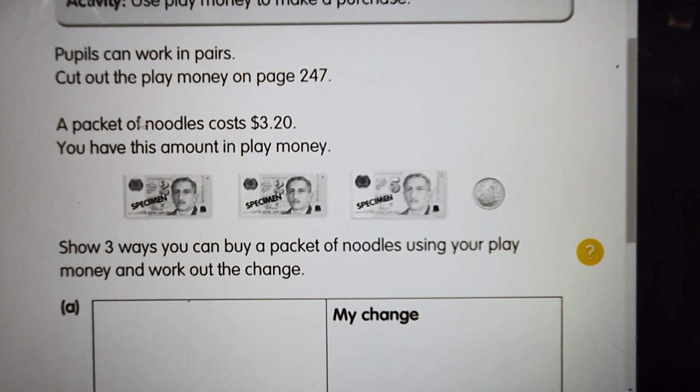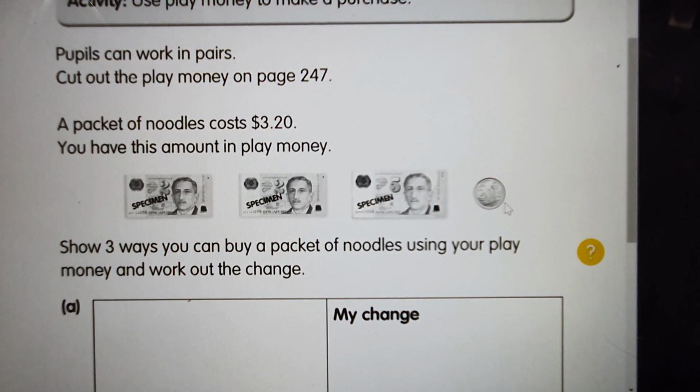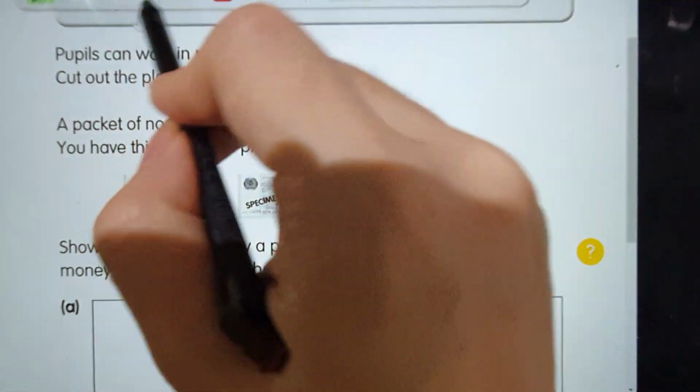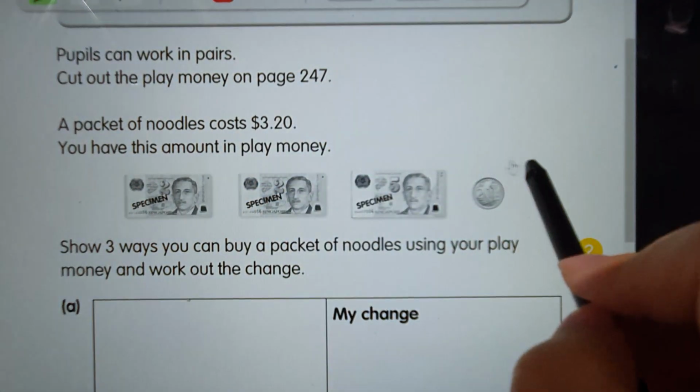A packet of noodles costs $3.20. You have this amount in play money. That means all you have is one $2 note, another $2 note, one $5 note, and one 20-cent coin here. Do you have a $10 note? No, you do not have a $10 note, so you cannot use a $10 note. All the notes that you are able to use are given here only.